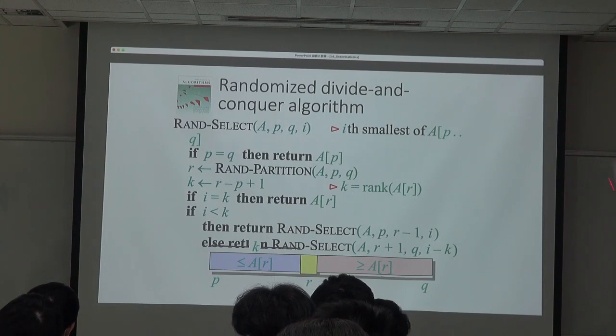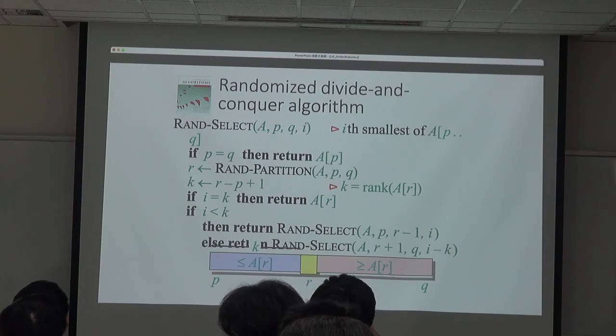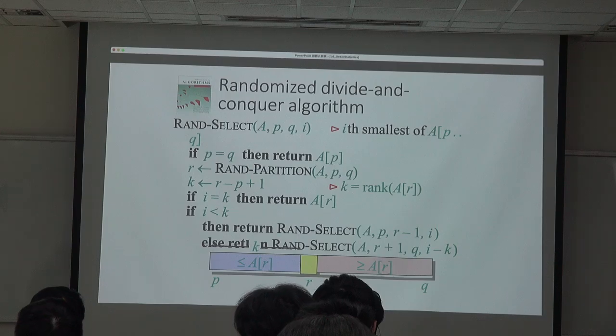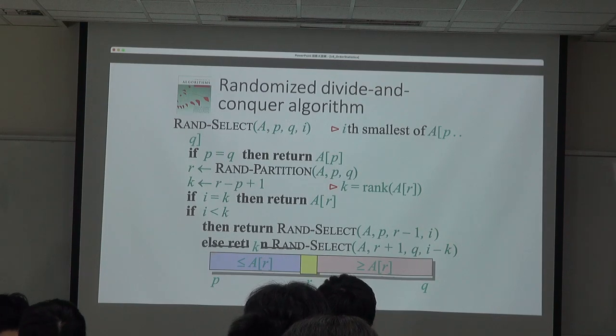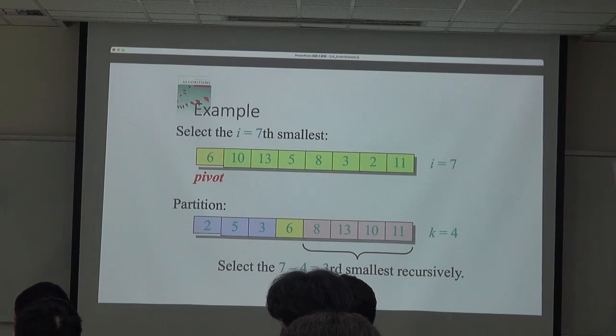So this rand select is obviously a recursive call, and it makes use of the random partition that you have learned from quicksort to do the trick. So how good is it? Let's have a look at the example.